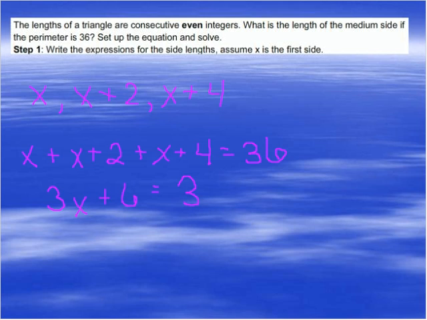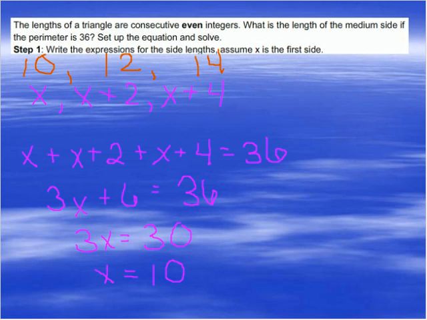Let's subtract 6 from both sides so I can solve for x. So 36 minus 6 is just 30. And then I'm going to divide both sides by 3 so I can get x by itself. So 30 divided by 3 is 10. Okay, so that's my first integer, 10. My second side would have to be 12, and my last side would have to be 14.